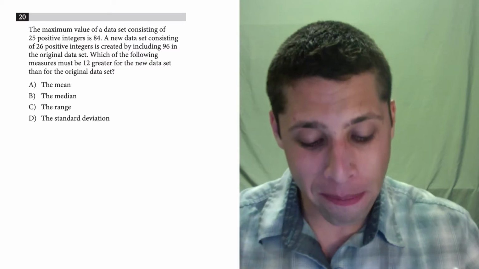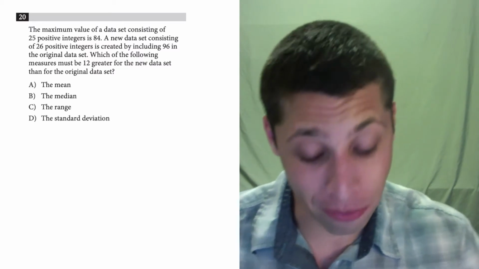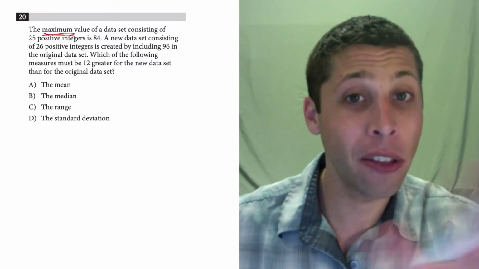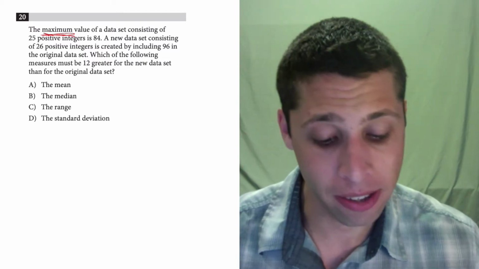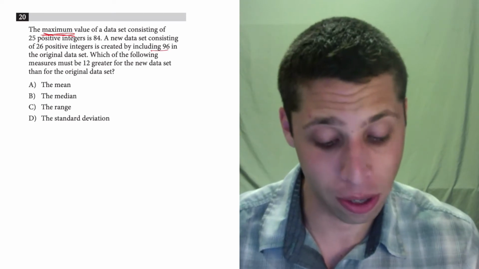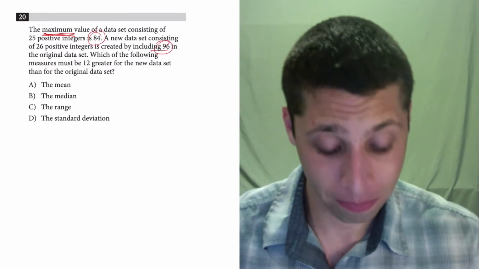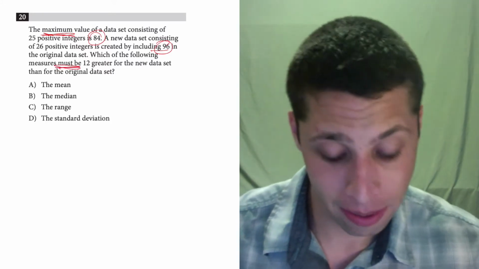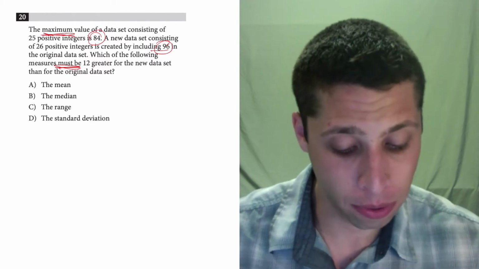The maximum value of a data set consisting of 25 positive integers is 84. So the key word in there is maximum. That's another definition word that has to do with statistics. A new dataset consisting of 26 positive integers is created by including 96 in the original dataset. So the maximum went from 84 to 96. Which of the following measures must be, important words on an SAT, must be 12 greater for the new dataset than for the original dataset?